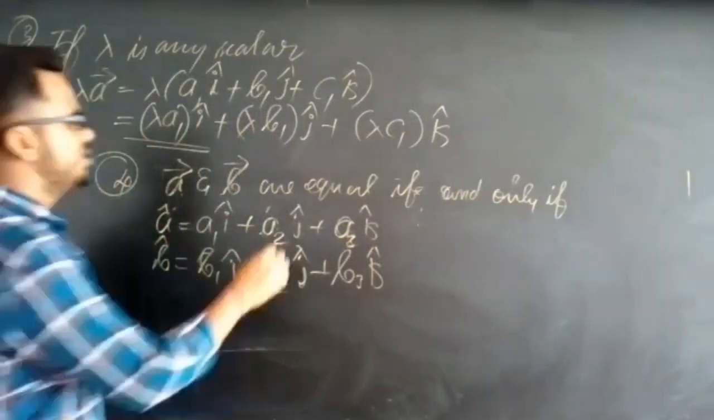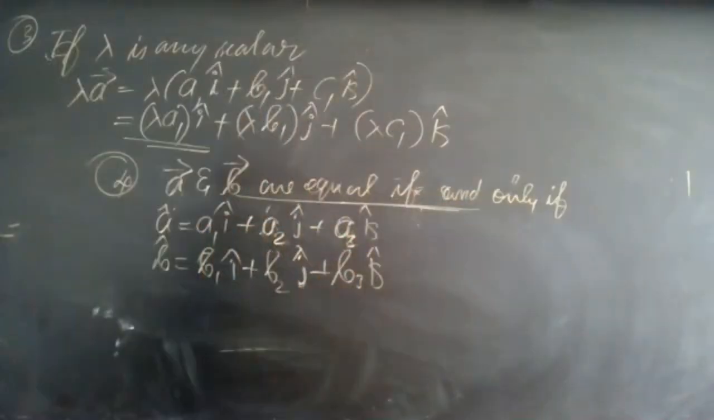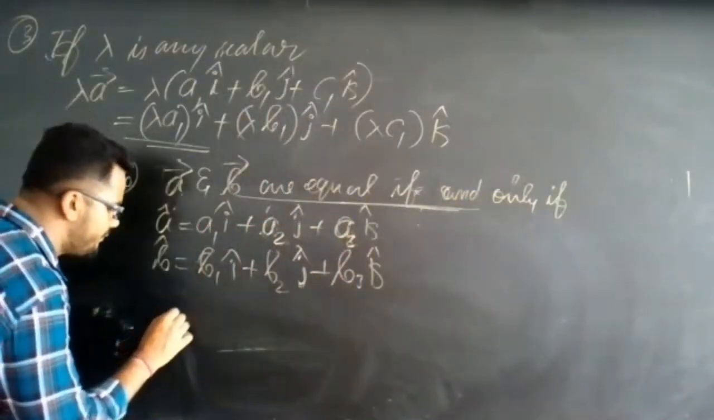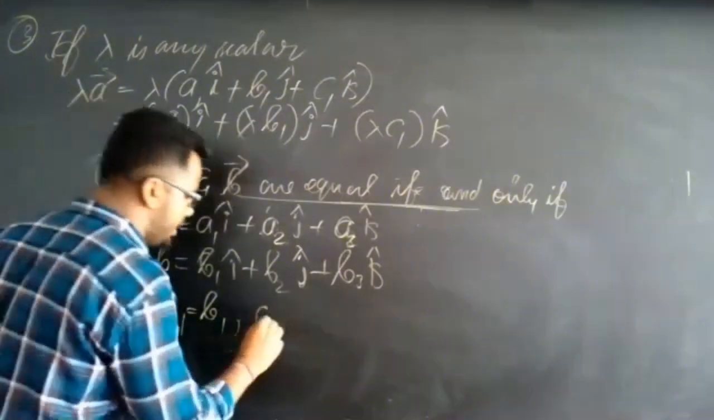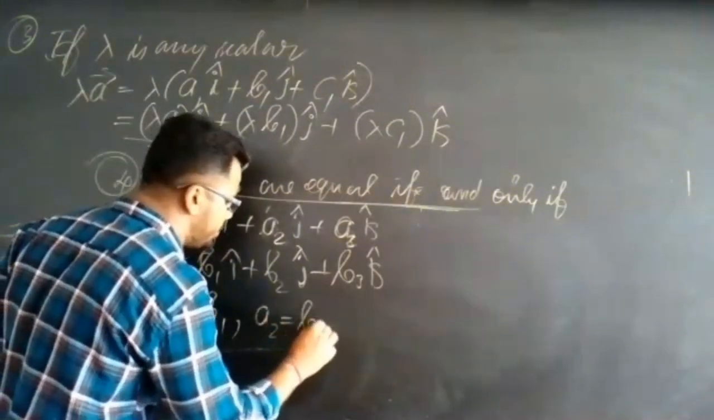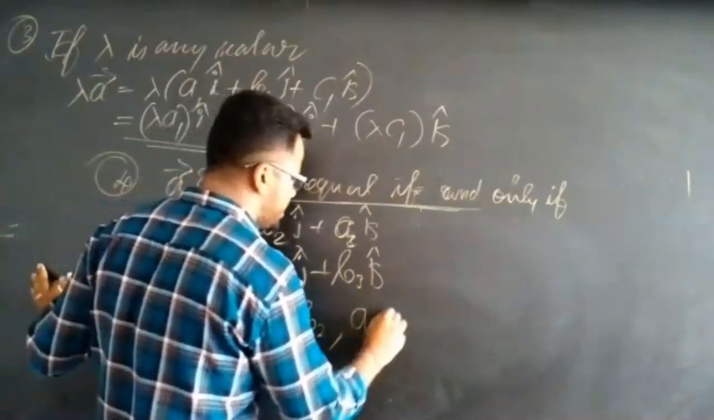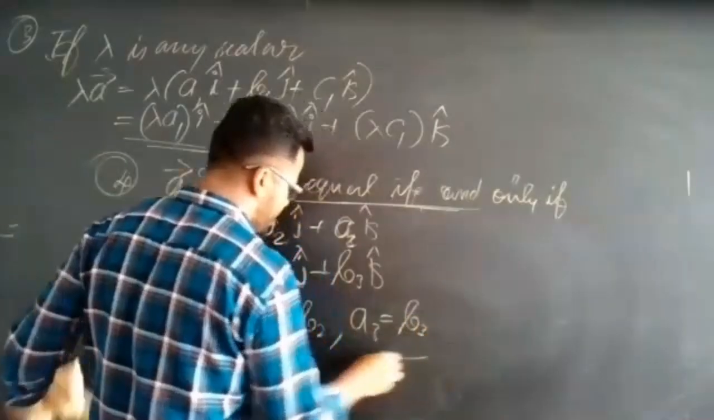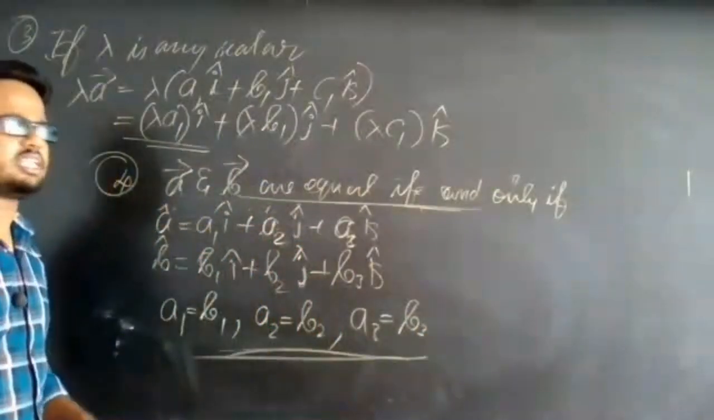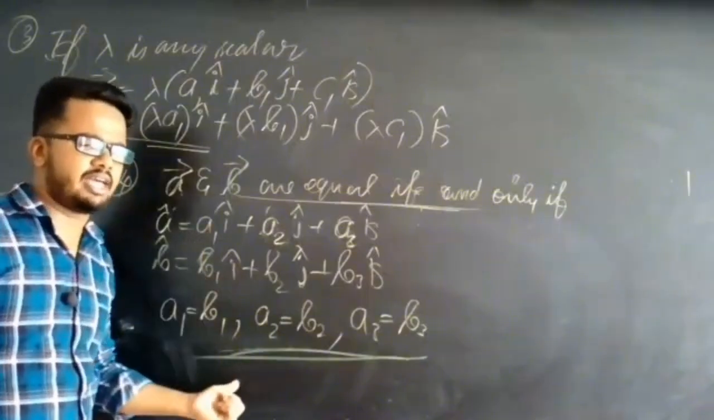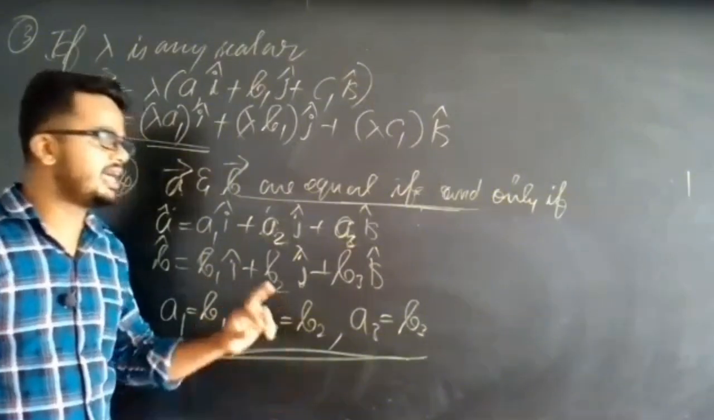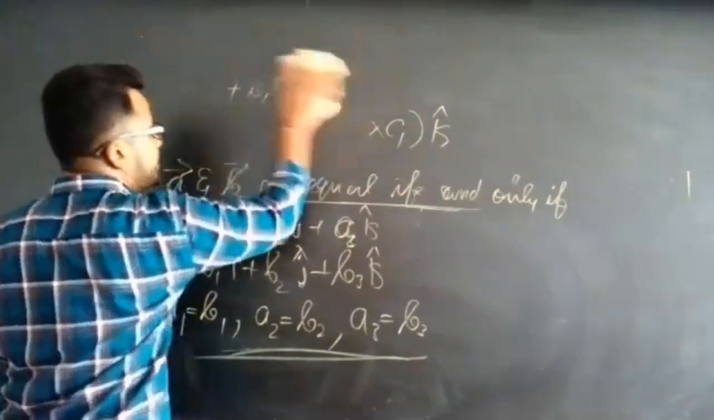Now, when can we say those two are equal? Very important: if and only if A1 is equal to B1, A2 is equal to B2, and A3 is equal to B3. That means the coefficients of the unit vectors are the same. If the coefficients of the unit vectors are the same, then we call them equal vectors.